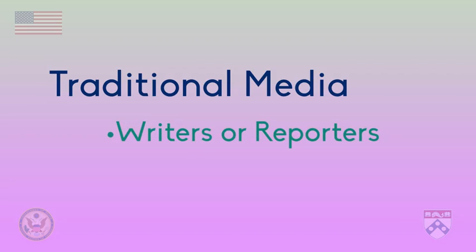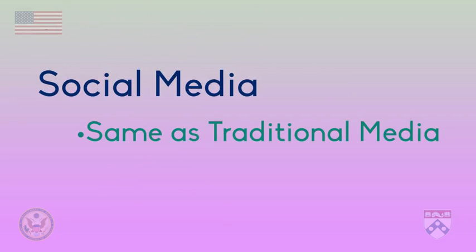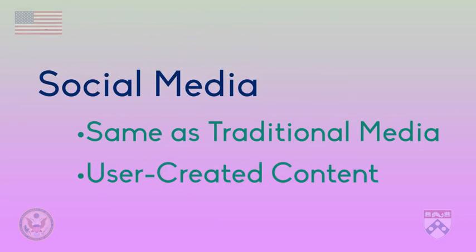To summarize, traditional media messages are created by writers or reporters. Before these messages are published, they are changed by editors to make sure they're appropriate for a target audience. Some messages we see in social media are constructed in the same way, while many others are created by users. Next, we're going to learn about types of media bias.